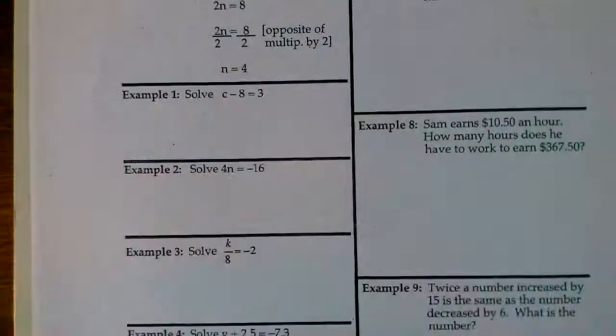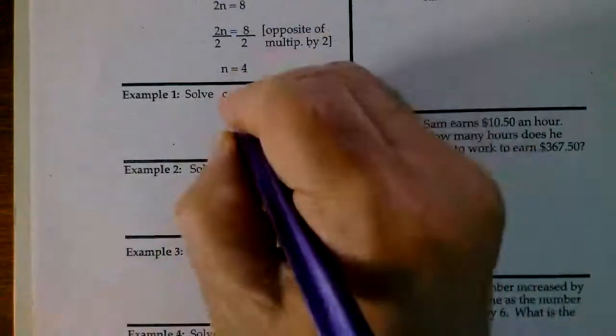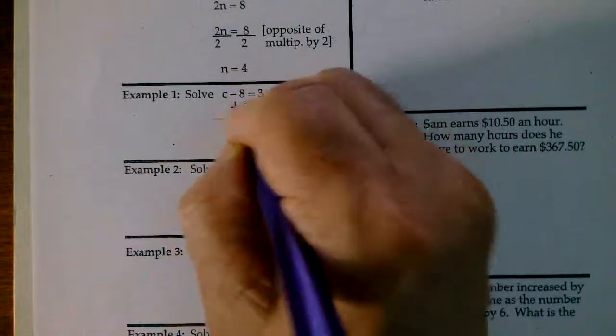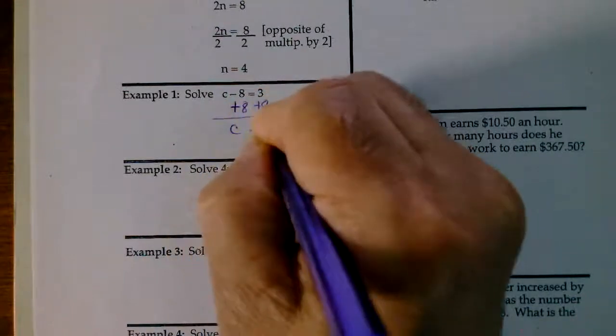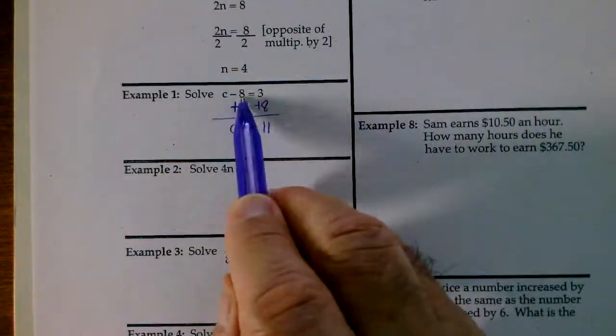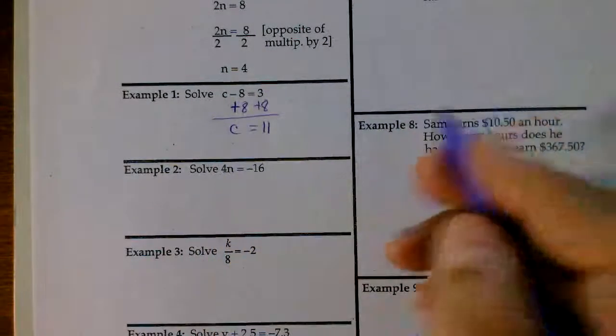Now let's try it here. We see one opposite. We can see that the opposite of subtracting is to add. And it just takes one step. And you have 11. Check it. 11 minus 8 is definitely 3.